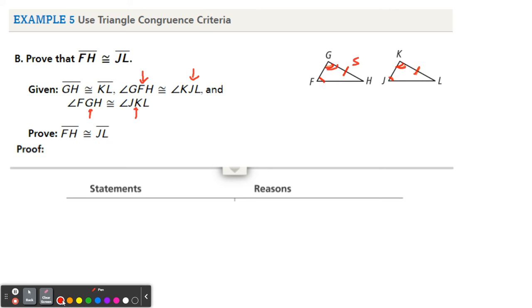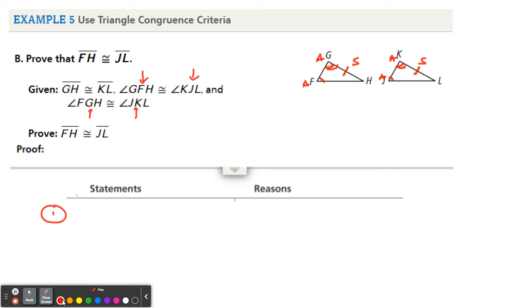So we have a side, an angle, and an angle, right? This is angle, angle, side. These two triangles will be congruent by angle, angle, side. And if they're congruent, then the other three parts would be congruent, and that would be FH and JL. So our proof is done.